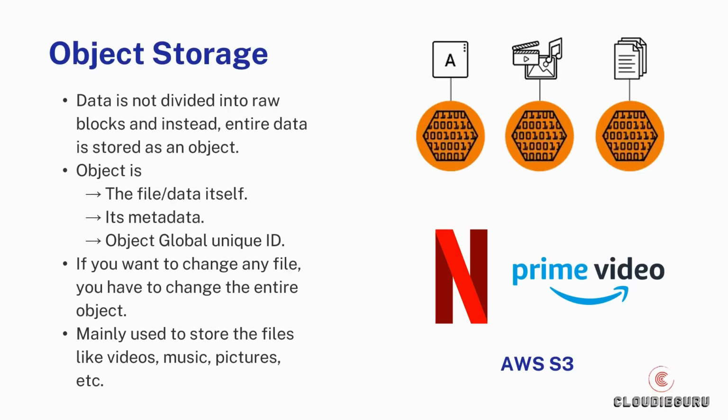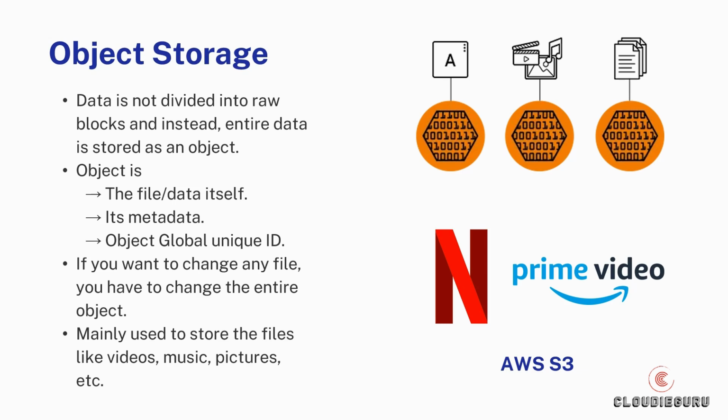Second is object storage. In object storage, the data is not divided into raw blocks or data chunks. Instead, the entire data is stored as an object. Now you might be wondering, what is an object? So here's the answer. An object consists of three parts: the file or data to be stored, its metadata, which is a set of key value pairs, and the object's globally unique ID.